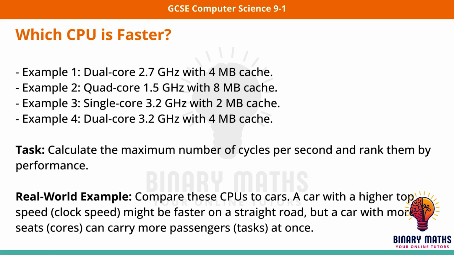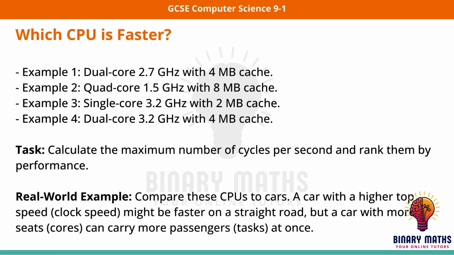Let's put this into practice. Which CPU do you think is faster? A dual-core 2.7 GHz processor with 4 MB of cache, or a quad-core 1.5 GHz processor with 8 MB of cache? To figure this out, think about clock speed, cache size, and the number of cores.